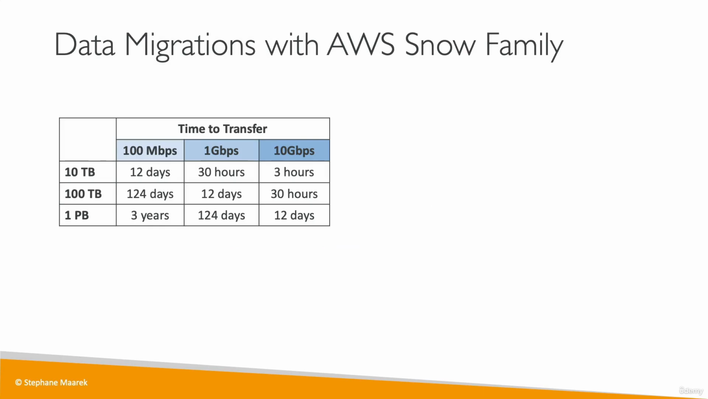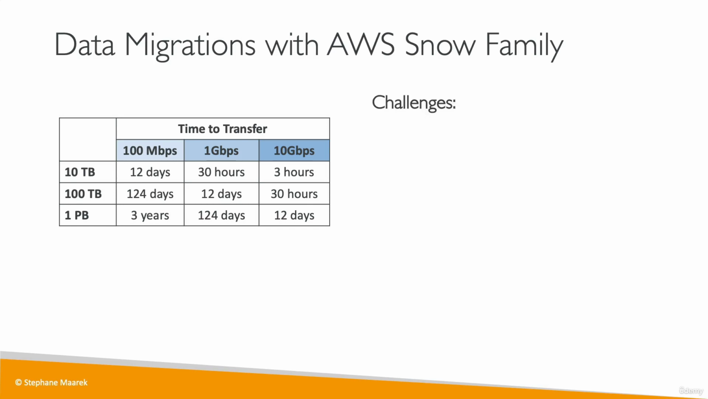Well, if we look at the time it takes to transfer a lot of data over the network, it can take a lot of time. So for example, if we want to transfer 100 terabytes over a 1 gigabit per second network line, it will take us 12 days to achieve it. Okay. And so obviously, if we do a petabyte, it will take forever and so on. So as we can see, sometimes we just want the data to get to AWS fast.